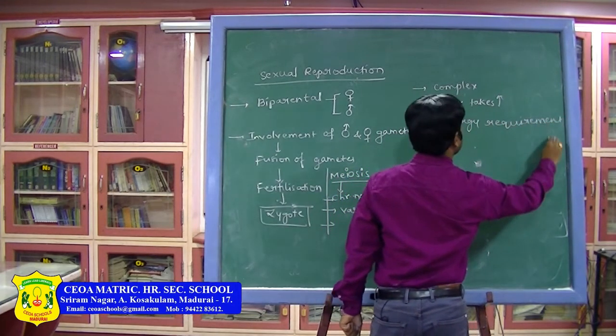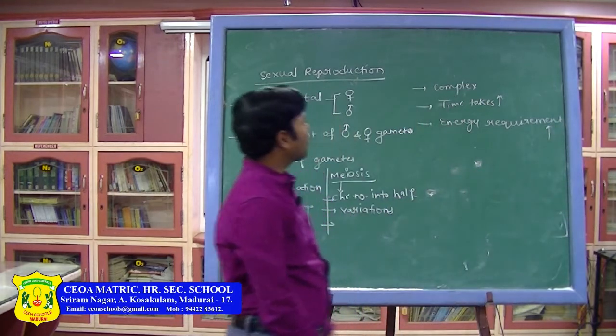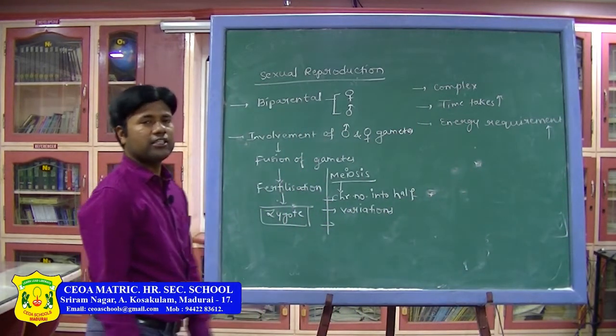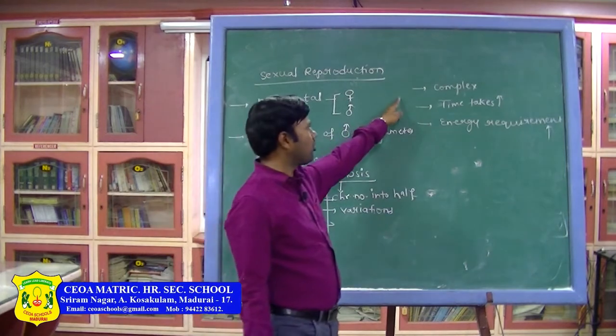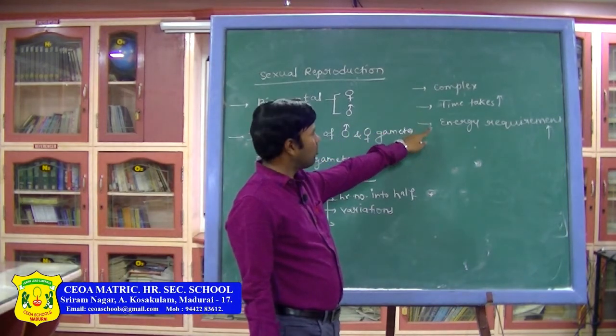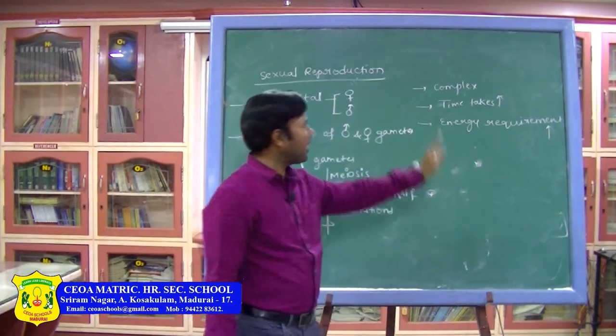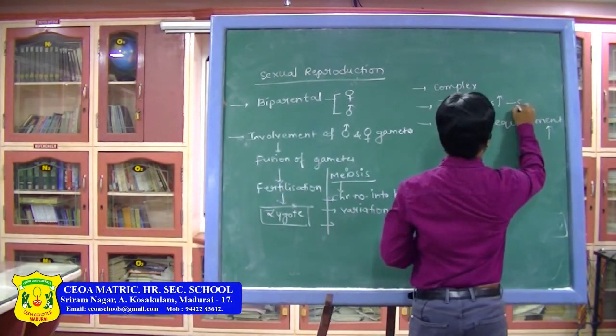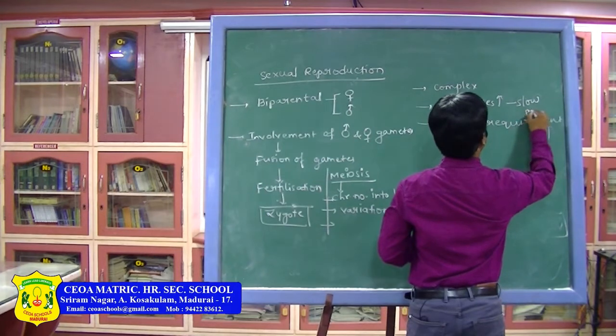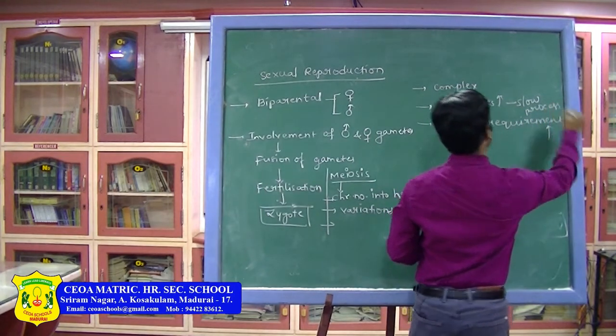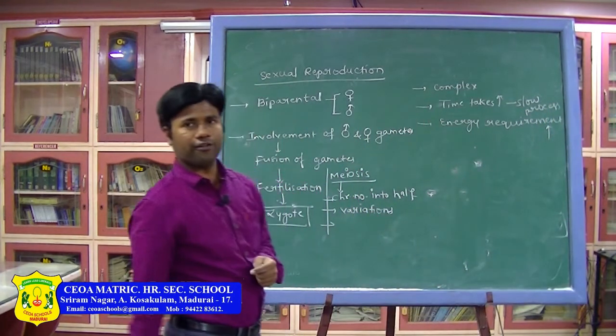The energy requirement is also more. The complexity, when you see with asexual reproduction, is also more here. Time taking is also more, and energy requirement. Time taking is what process? It is a slow process.